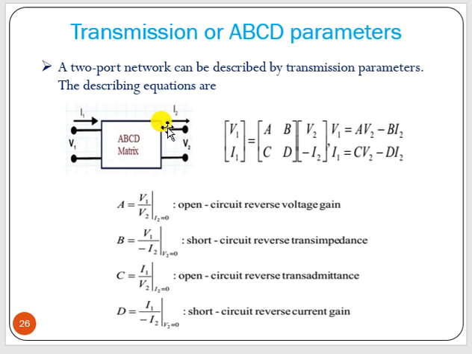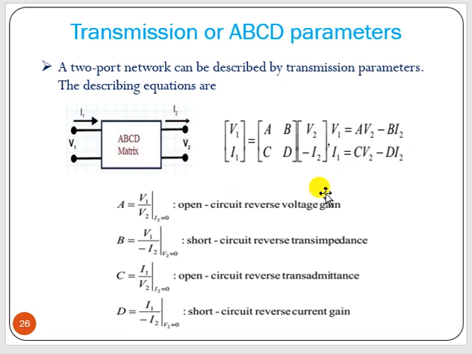Okay, so we can consider the current is outgoing, not incoming. So V1, in case of transmission parameter, we have to write in terms of V1, I1. That means it is written in the same port, not the different port. So V1 is nothing but AV2 minus BI2, and I1 is CV2 minus DI2. Now here, why am I using minus? Not because we are assuming current is going away, but in the actual network we have to consider it is entering.